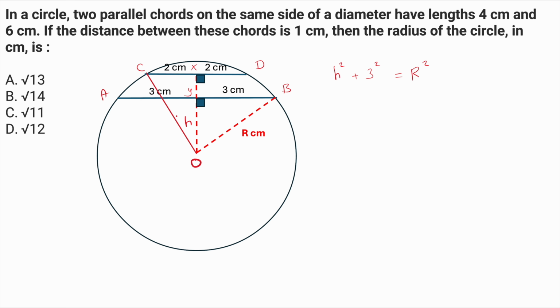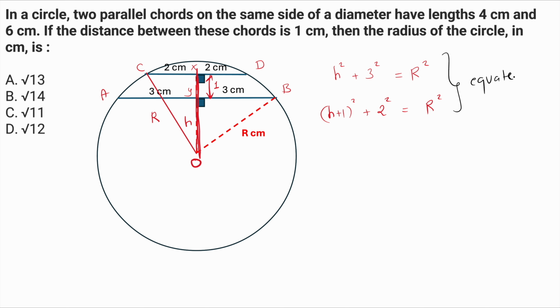Similarly, if I join the line OC, guys, OC is also the radius of the circle, R centimeters. Now in triangle OCX also I can write the Pythagoras theorem. I know the distance XY has been given in the question as 1 centimeter. So OX entirely becomes H plus 1. So in triangle OCX I can write (H plus 1) the whole square plus 2 square should be equal to R square.